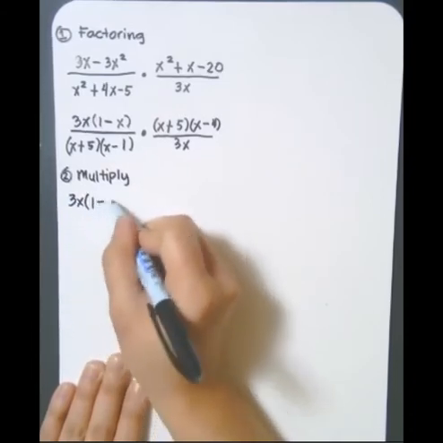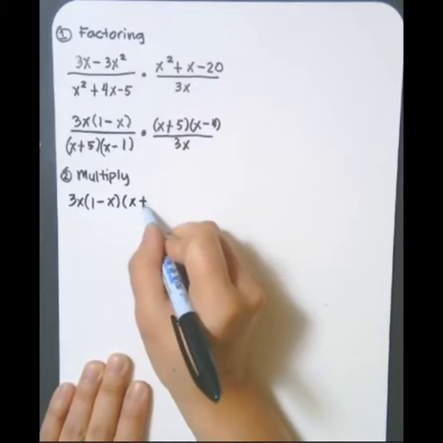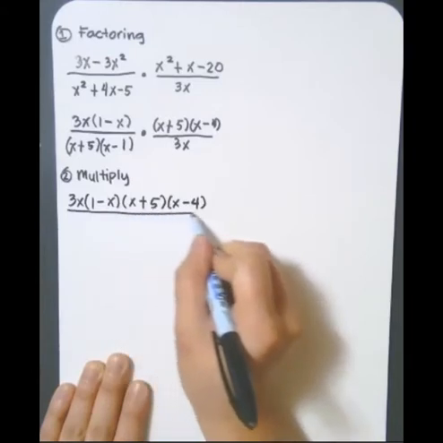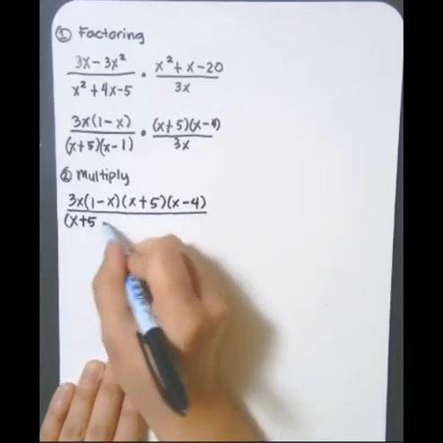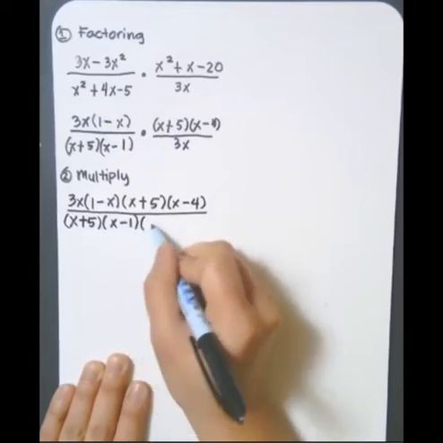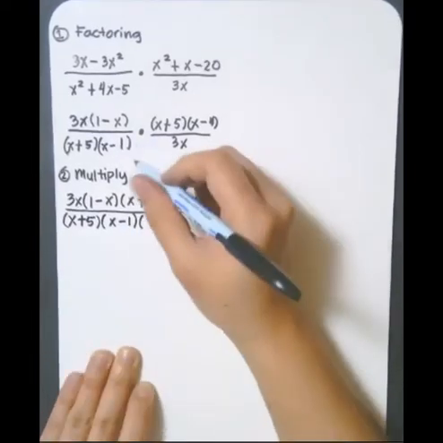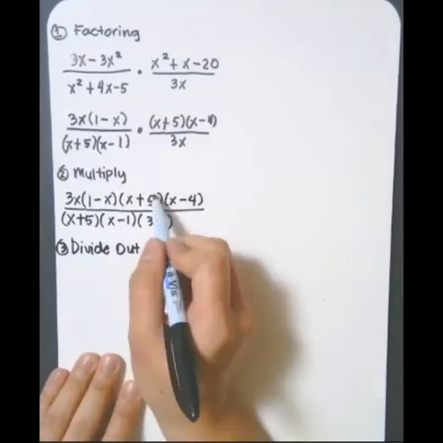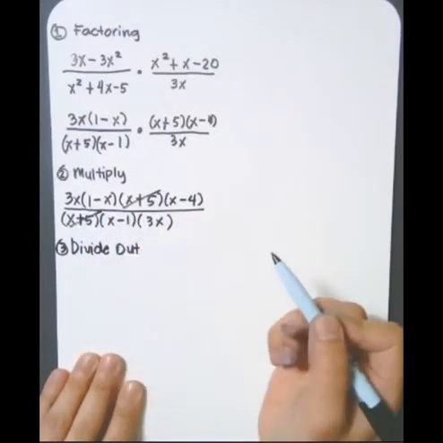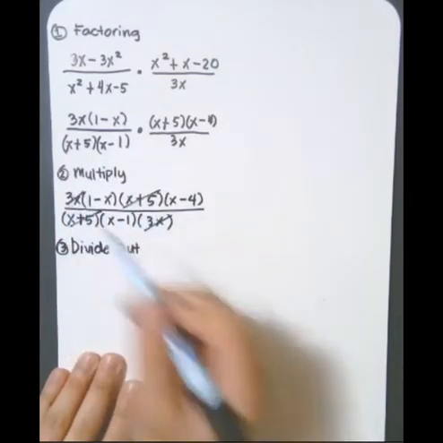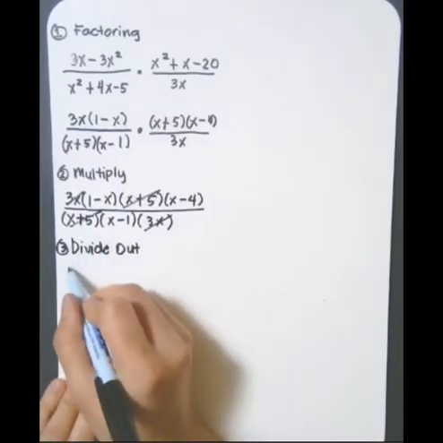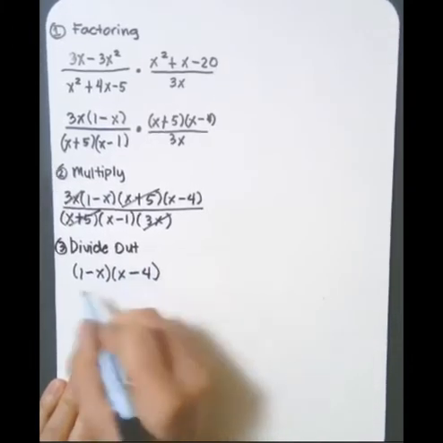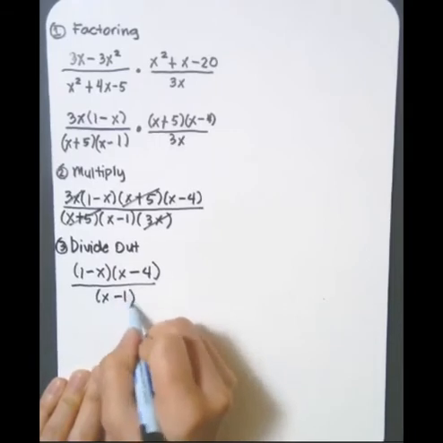3x times (1 − x) times (x + 5) times (x − 4) all over (x + 5) times (x − 1) times 3x. And then we can now divide out common factors. These and these are the same. These and these are also common factors. Then we have 1 − x, x − 4, and x − 1 left.